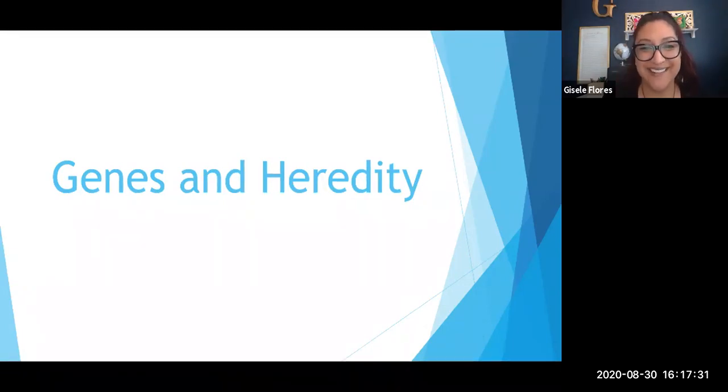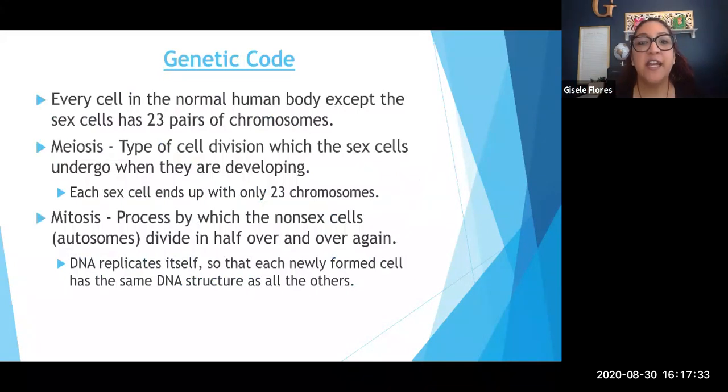So let's get started. So let's talk about genetic code to begin with. You're going to learn that every cell in the typical human body, except for the sex cells, has 23 pairs of chromosomes, which means that if you get 23 chromosomes from your mother, 23 chromosomes from your father, you have 46 chromosomes all together. That's what it means by 23 pairs. One set from each of your biological parents.